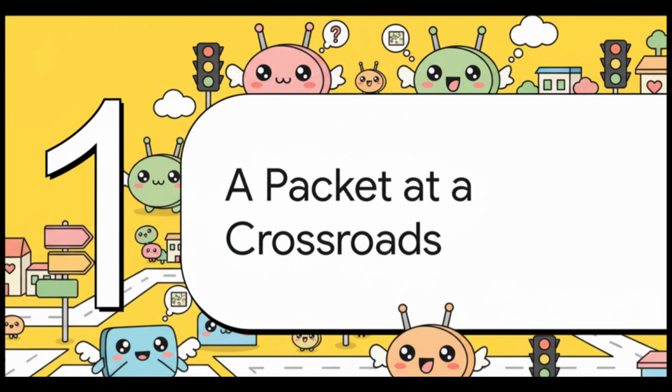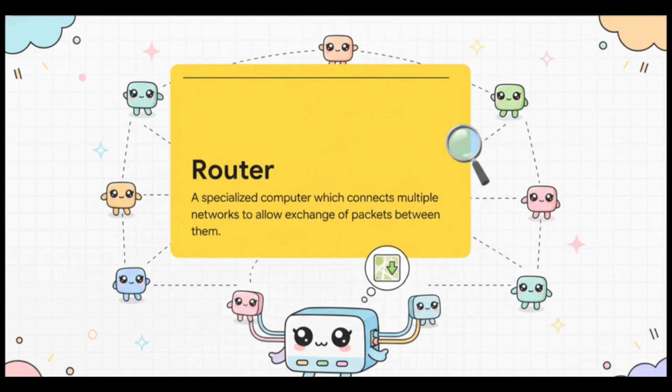Okay, so picture this. Our data packet is like a lone traveler, and it just arrived at this huge, chaotic intersection with roads branching off in every direction. That intersection, that's a router. So what's a router? Well, it's basically a specialized computer. Its whole job, its entire purpose in life, is to look at where our packet wants to go, its final destination, and then pick the best next road to send it down.